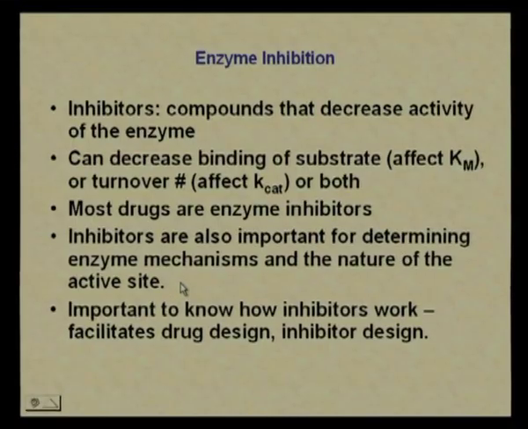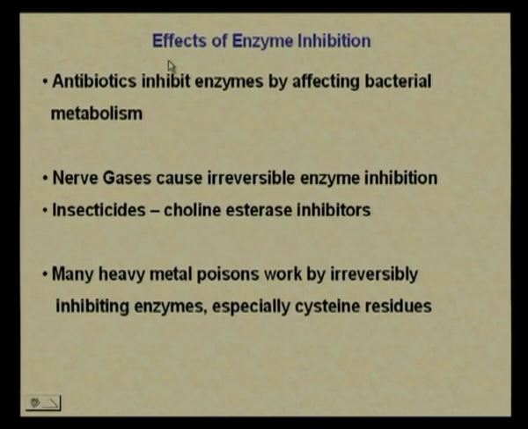So, inhibitors are also used to determine enzyme mechanisms and also for the nature of the active site. And of course, it is extremely important to know how these inhibitors work, because this can facilitate drug design and inhibitor design. For example, what are the effects of enzyme inhibition? The antibiotics inhibit the enzymes by affecting bacterial metabolism. So, they act on bacterial enzymes, and so you need to have inhibition of those enzymes, so they do not form infection for you.